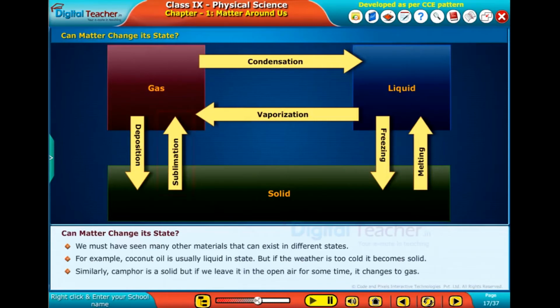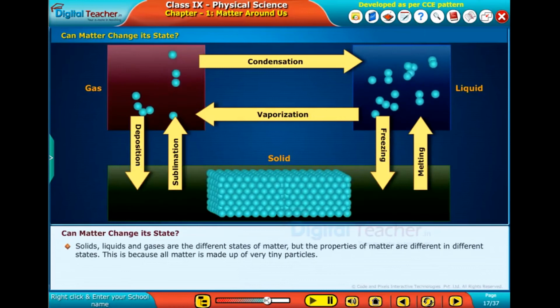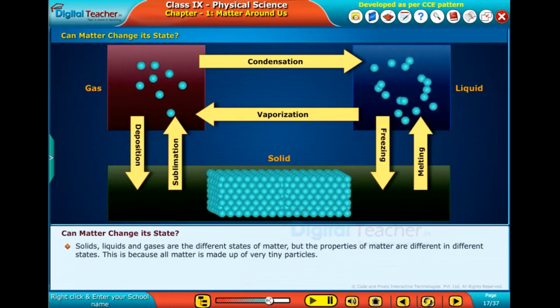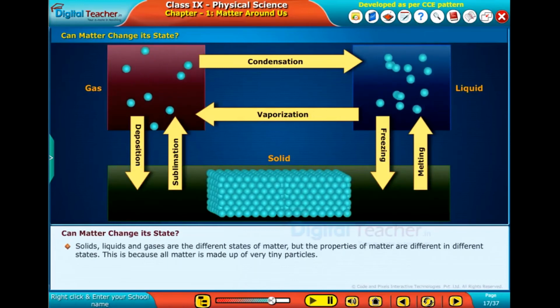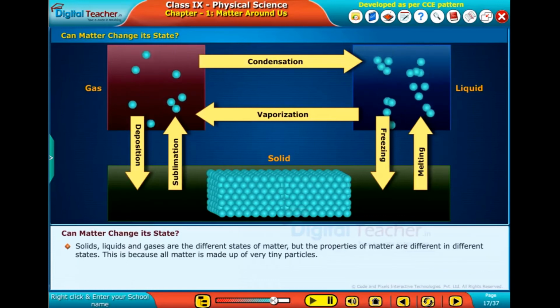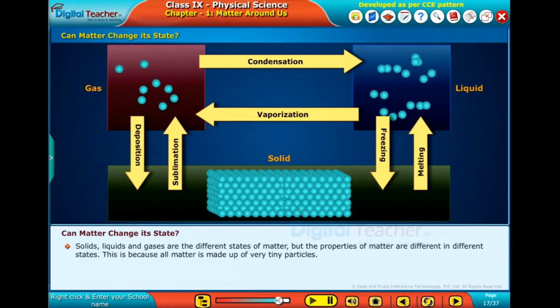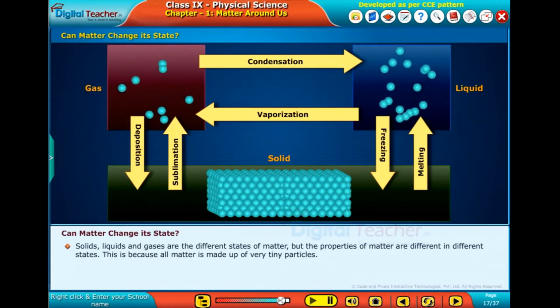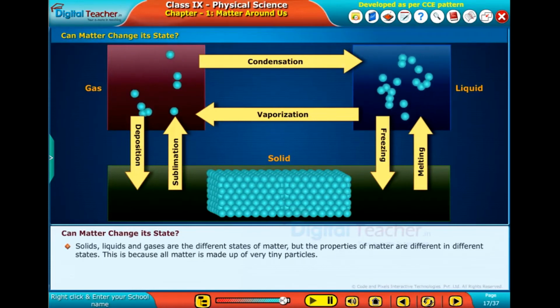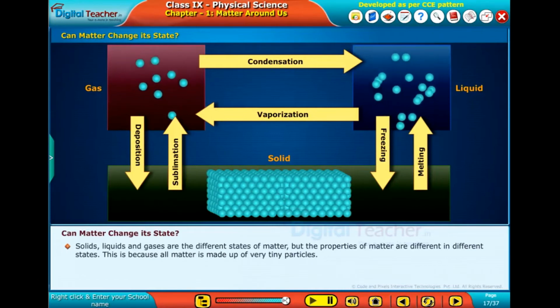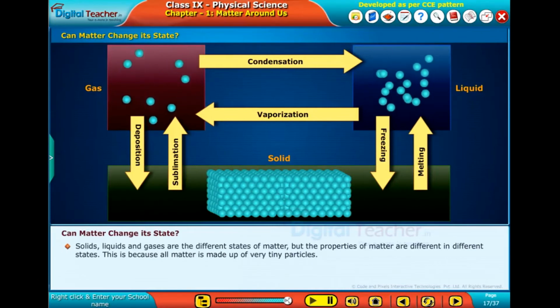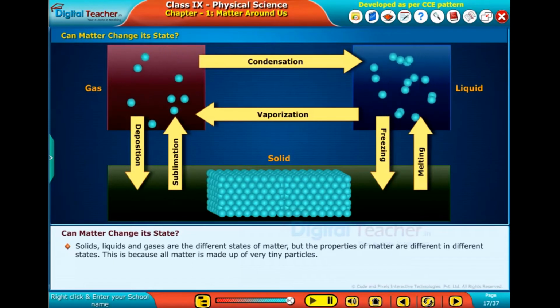Similarly, camphor is a solid, but if we leave it in the open air for some time, it changes to gas. Solids, liquids, and gases are the different states of matter, but the properties of matter are different in different states. This is because all matter is made up of very tiny particles. Let us do some activities to know about these particles and their arrangement in their various forms.